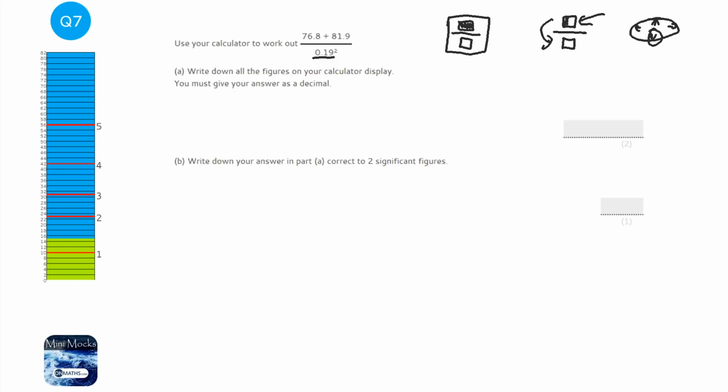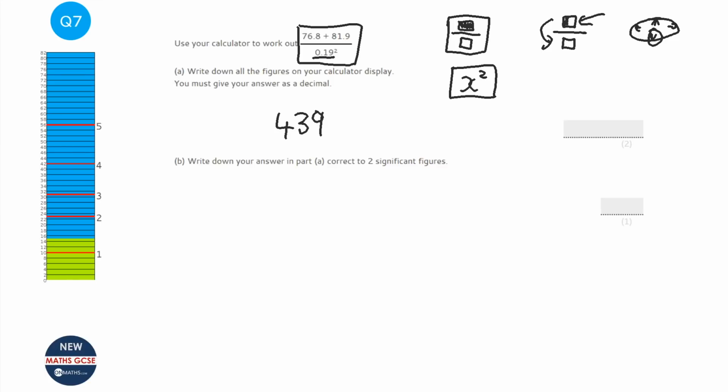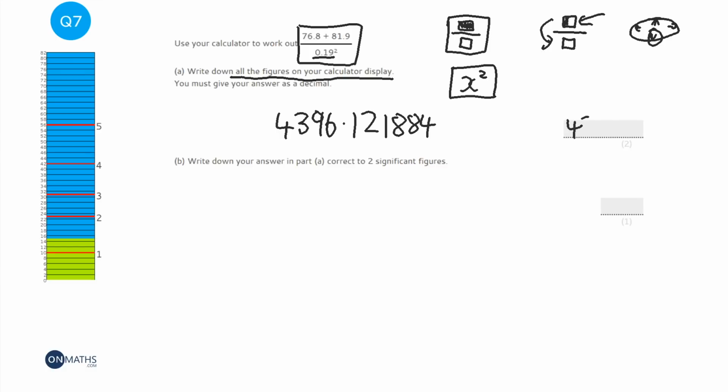And then to get the squared button, it's on like that. So you just press that, and it looks exactly as it does in the question on the screen, so you know you've got it right. So you press the equals, and my one comes up with 4396.121884. Now, it might be tempting to try and round that, but it says it wants all the figures, so just put them all in.